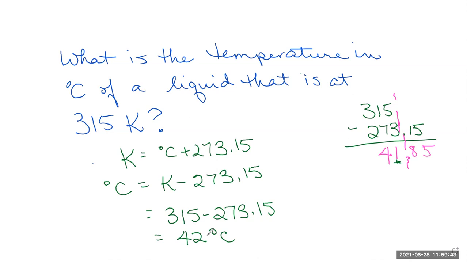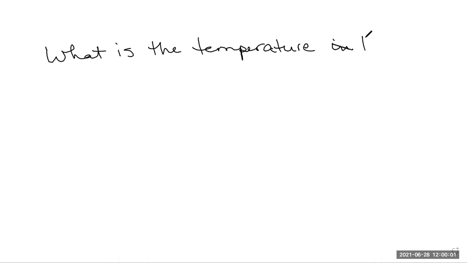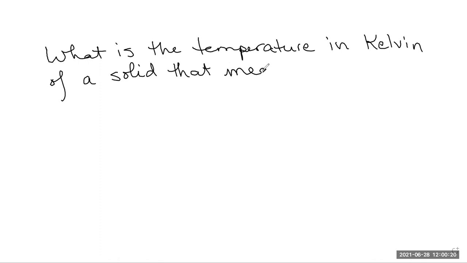Now let's just do one more before we stop. And the one more is this. What is the temperature in Kelvin of a solid that measures 384 degrees Fahrenheit. Okay, so in this case, we don't have a direct equation between Fahrenheit and Kelvin.